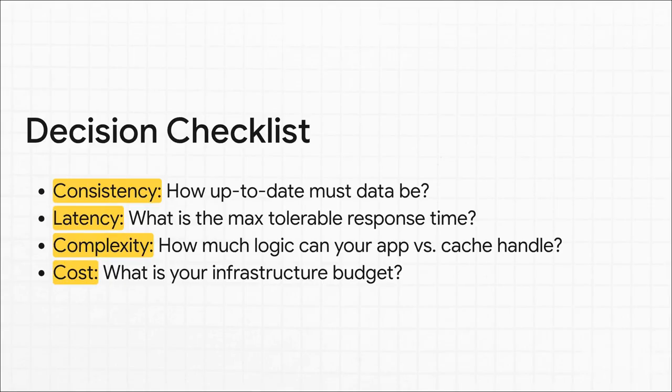For a show title or a poster, a few seconds of being out of date is totally fine. It's not a bank balance. What about latency? Viewers expect a show to start instantly. Anything over a second feels broken, so our tolerance is extremely low. Complexity? Our developers could build the logic, sure, but a read-through pattern simplifies our app, which lets them focus on new features. And finally, cost. Look, running caches globally isn't free, but it's way cheaper than losing millions of subscribers because of buffering.